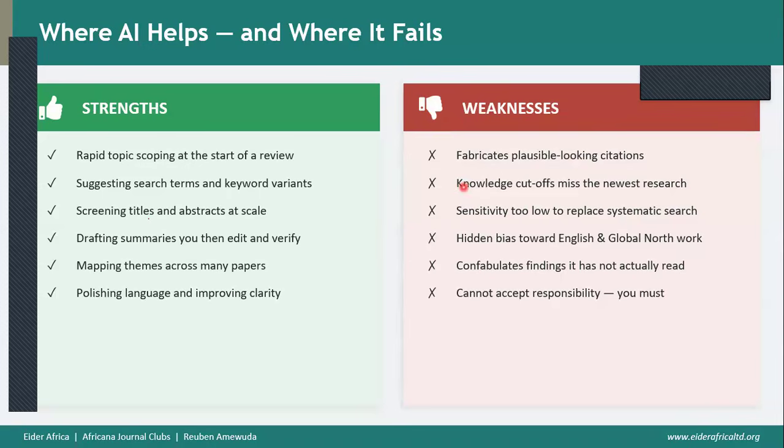Now, another weakness of AI is knowledge cutoff, meaning the newest research. Sometimes the AI is not updated. Maybe the knowledge they have is up to 2019. If the knowledge they have is up to 2019, any research or any new document from 2020 to date, the AI will not know it. So that knowledge cutoff on the newest research is a very big weakness.